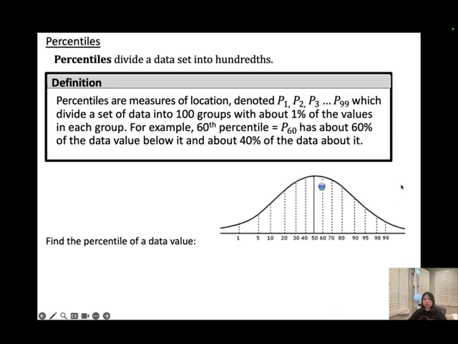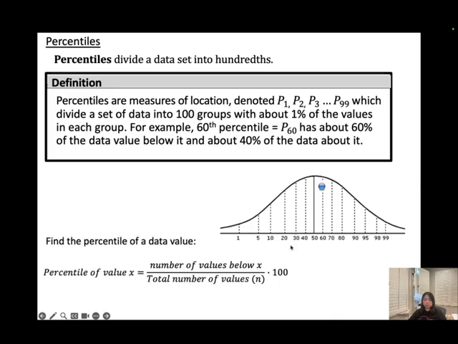So how can we find the percentile of a data value? We're going to apply this formula. You count the number of values below x, divided by the total number of values, and then times 100. And make sure you round your result to the nearest whole number.